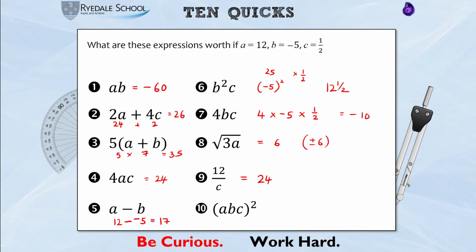Finally, we have A, B, C all squared. I think I can just about do this in my head. A times B was -60. -60 times a half is -30. So we're doing -30 squared. And -30 squared is 900. So those are the answers to the 10 quicks. How did you get on today?